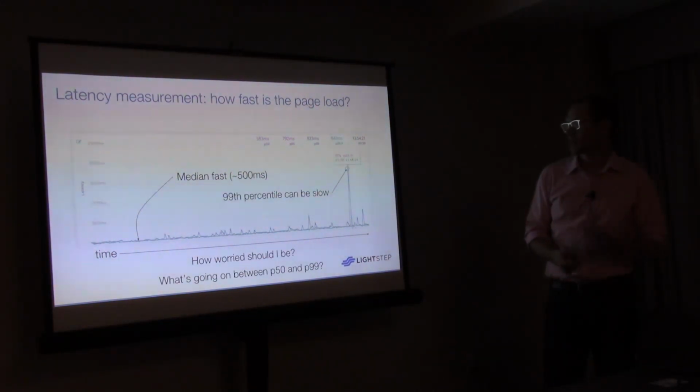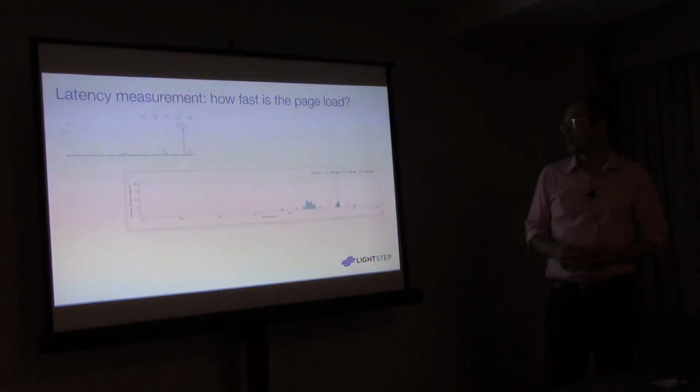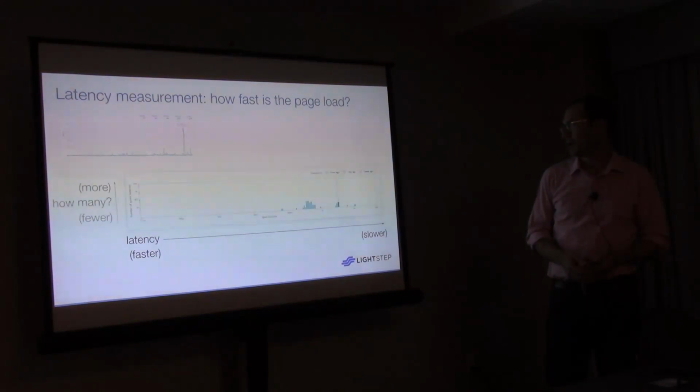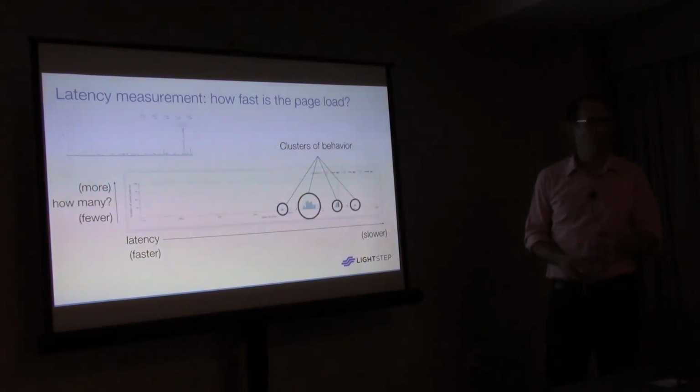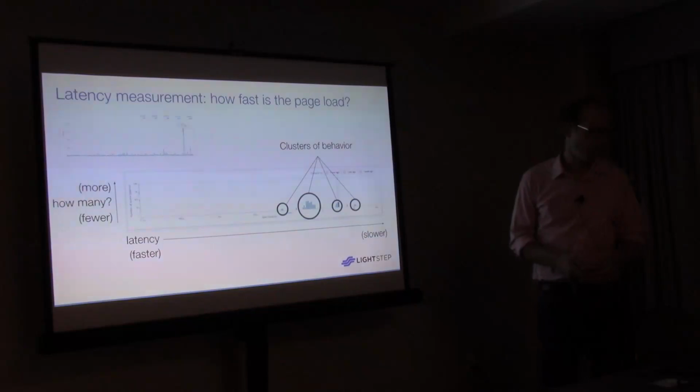So yeah, I guess the question is, as a programmer here, how worried should I be? Is there something interesting happening there, or is this just going to happen once in a while and that's fine? So one thing we can do is look at the histogram. In this case, there's actually a bunch of different behaviors happening here. There are about 4 clusters of behavior that we could look at independently and try to understand.